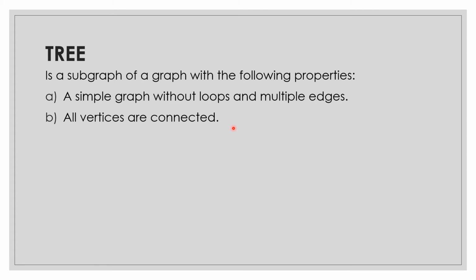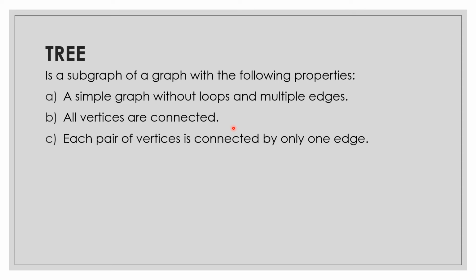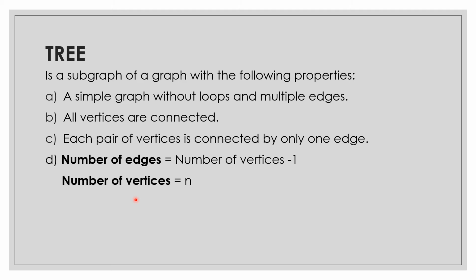All the vertices must be connected. You cannot have an isolated vertex. And each pair of vertices is connected by only one edge, so you cannot have multiple edges. Each pair of vertices must only be connected by one edge only. And how do you calculate the number of edges? It is the number of vertices minus 1 for a tree. For example, if the number of vertices is n, then the number of edges must be n minus 1.